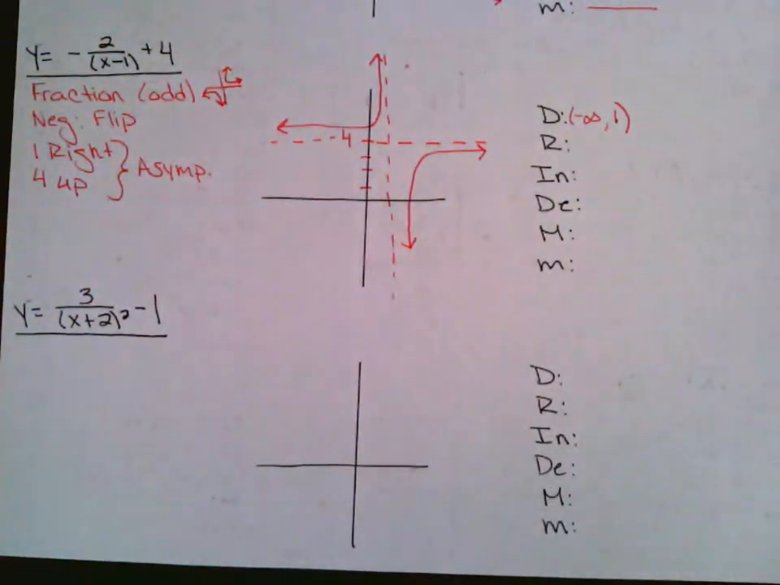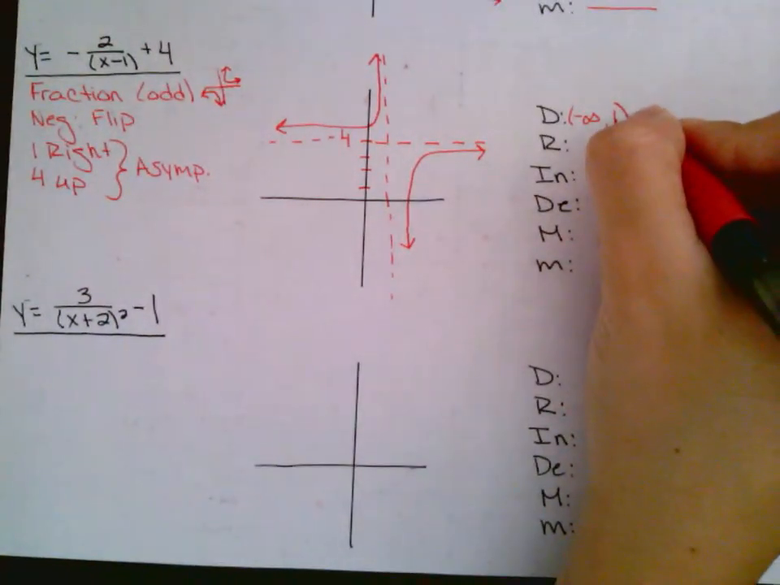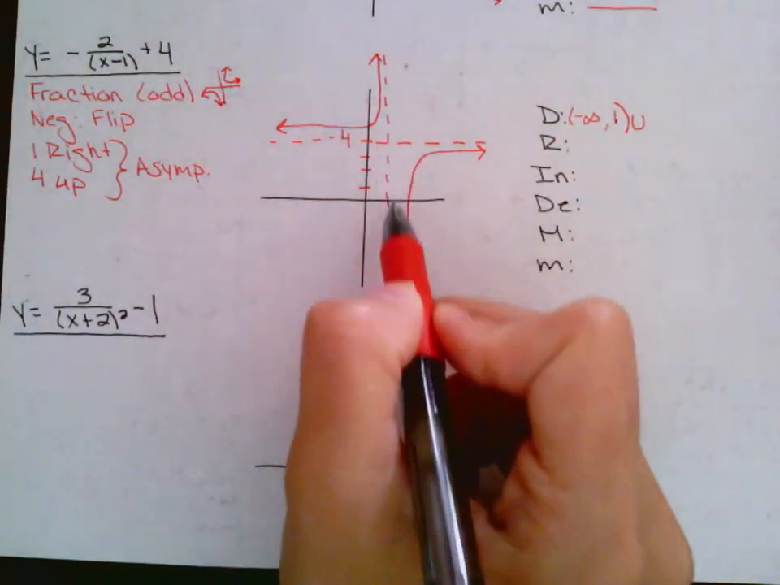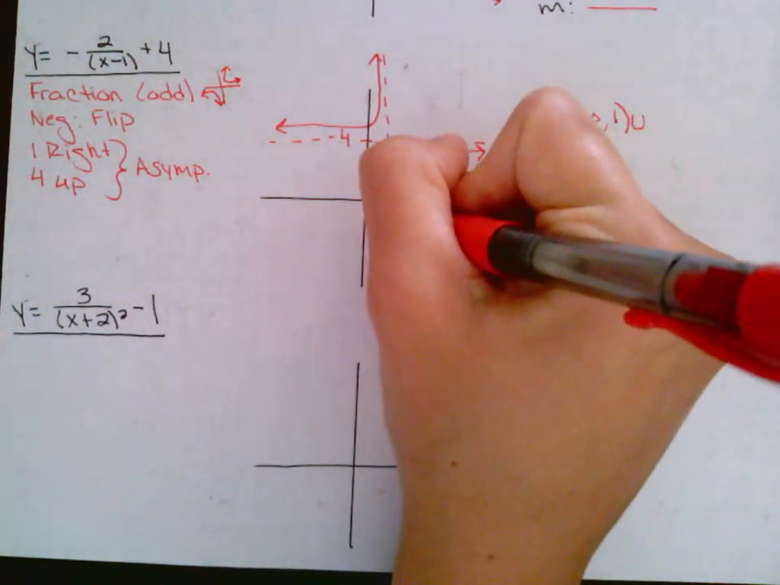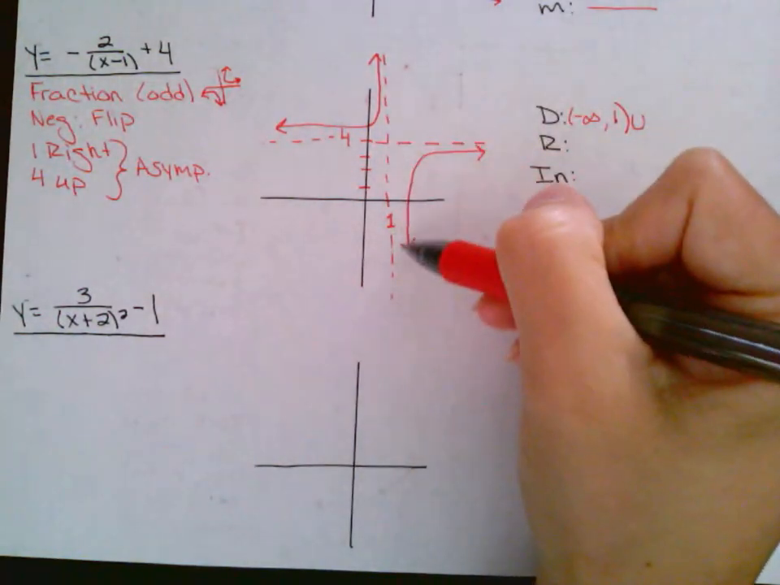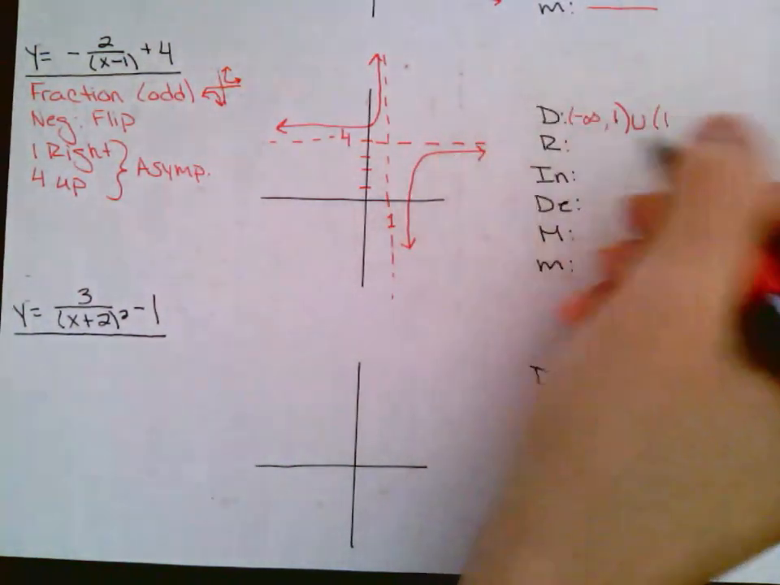Okay? Then I'm going to put union because it does exist. Union is like saying the word and, by the way, in case you don't remember that from Algebra 2. So I put the union to say it also exists after 1. So if this is 1, okay, it also exists from 1 approaching, and then on forever to the right.